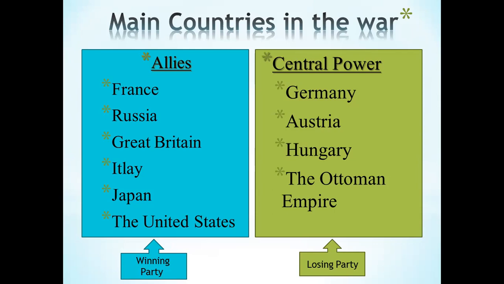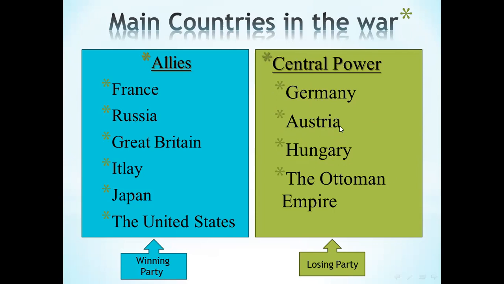Who were the central powers, the ones who actually started the war? First, we have Germany. This is the first country who started to support the war and said, yes, let's go for war: Germany. And then we have Austria, the first country who started the war. And we have Hungary, another country beside Austria.